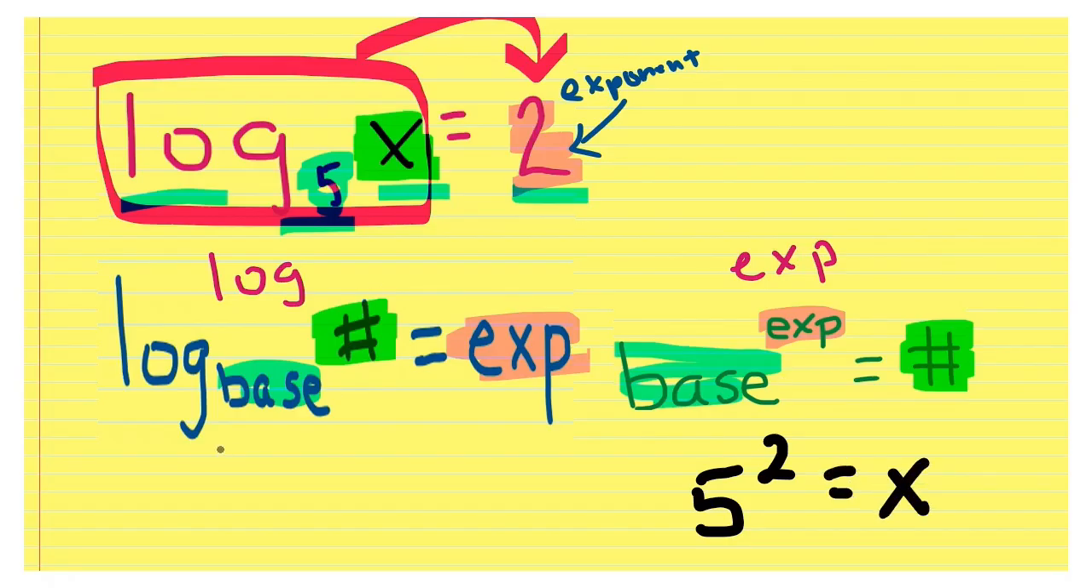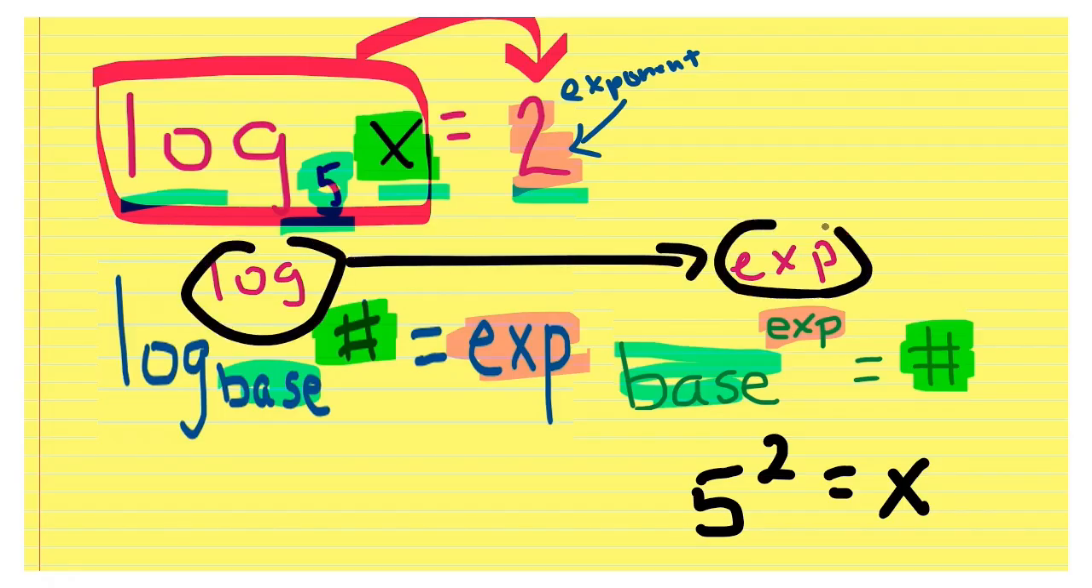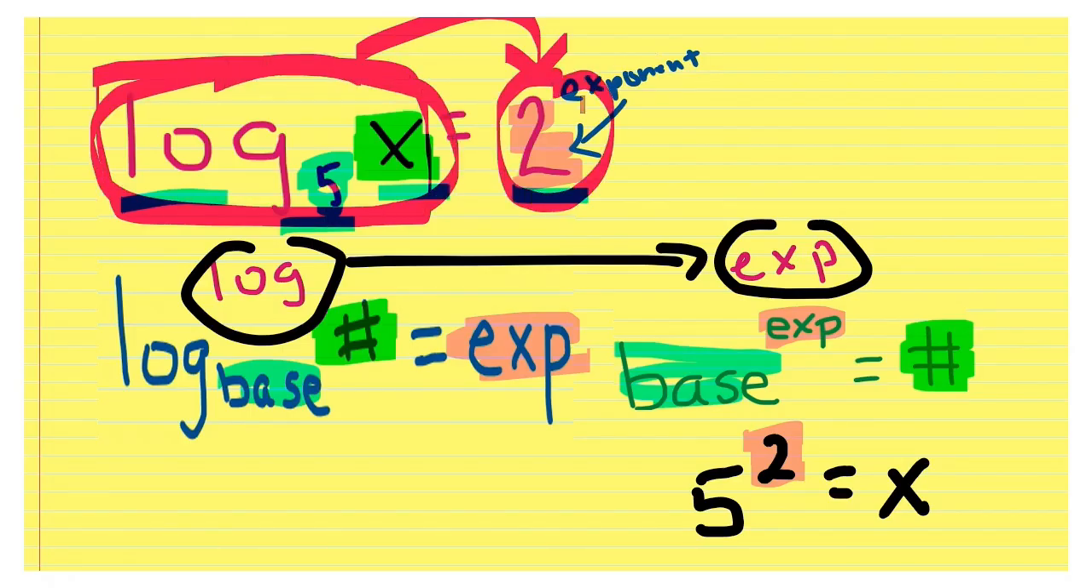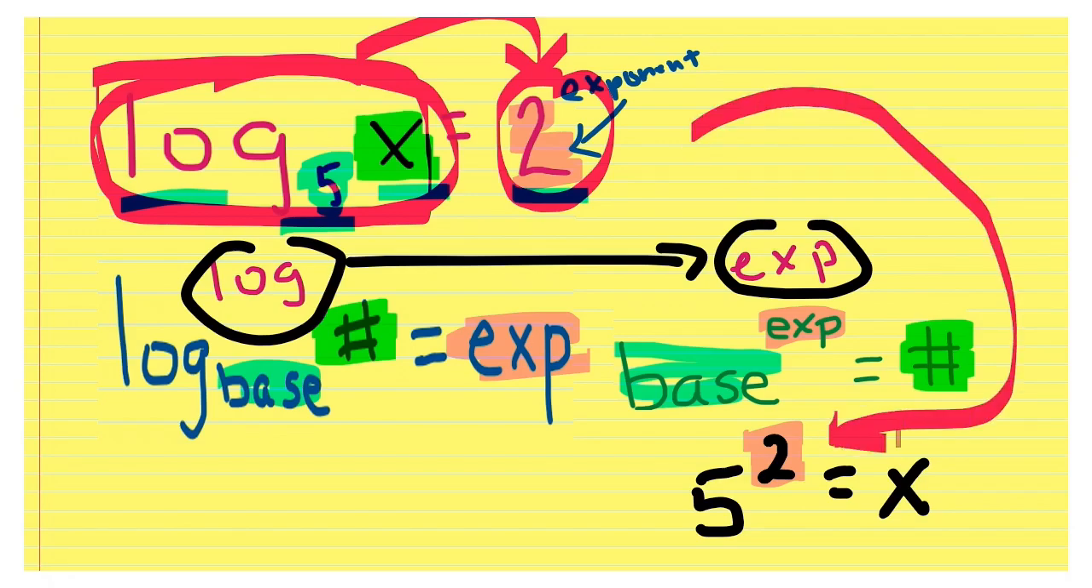Now, when I just converted it from the log version to the exponential version, where did that 2 land? Is the 2 an exponent now? Yes, it is. So that confirms the fact that our log, all of this, is equal to the exponent, because now we can see clearly that 2 is the exponent.